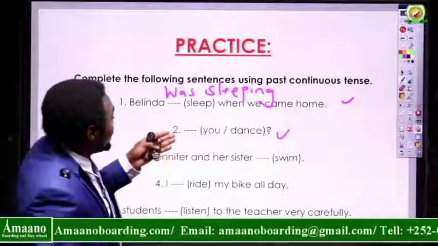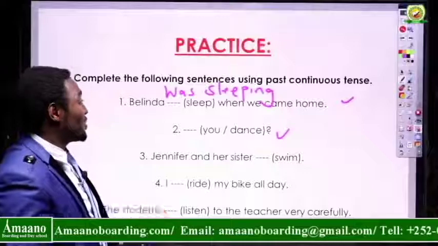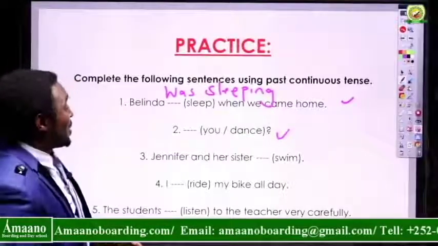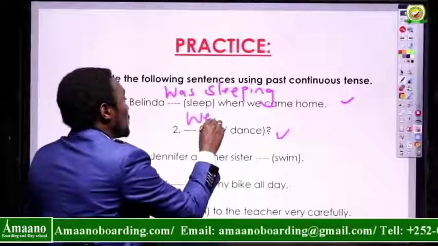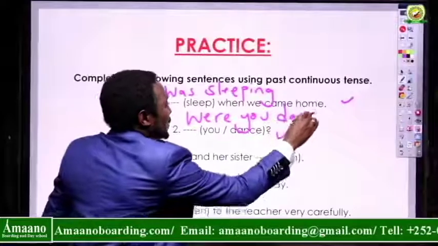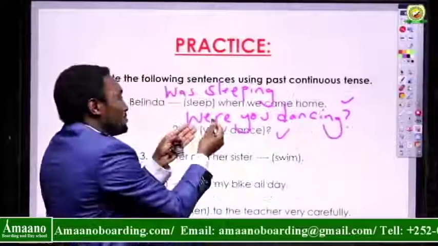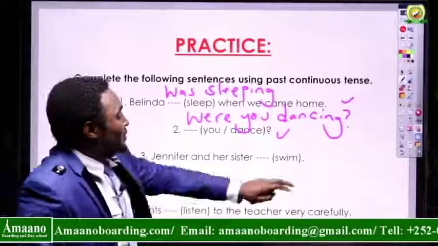Number 2, this is a question, so you must make sure that it is a question because there is a question mark. Were you dancing? It is a question, so it is in the past, so we use were. Very good.